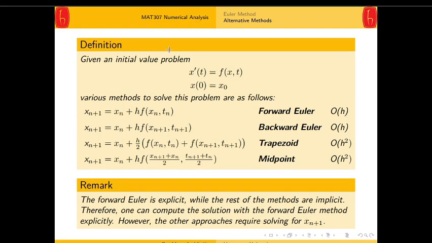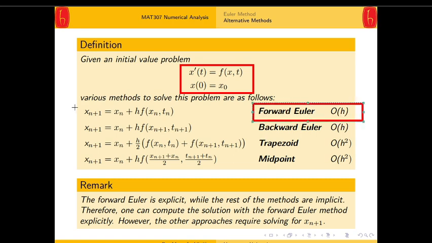Okay, a definition. Given an initial value problem in this form, the derivative is equal to f of x comma t, and x0 is equal to x naught. Various methods to solve this problem are as follows. This is the forward Euler method, the method that we've been working on. x_{n+1} can be found by x_n plus h times f of x_n, t_n.